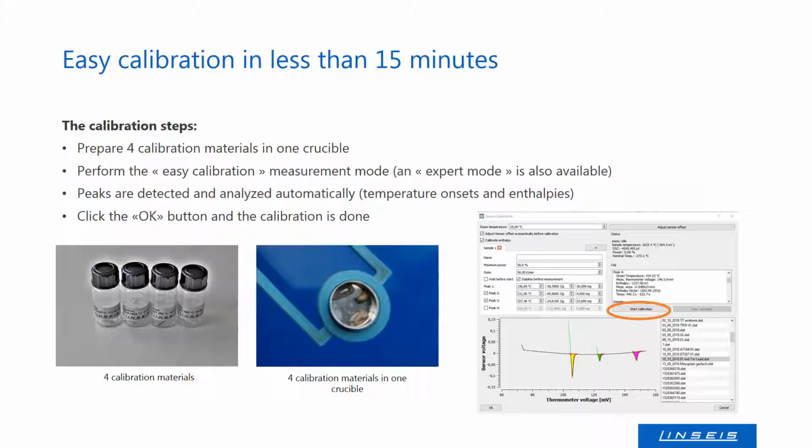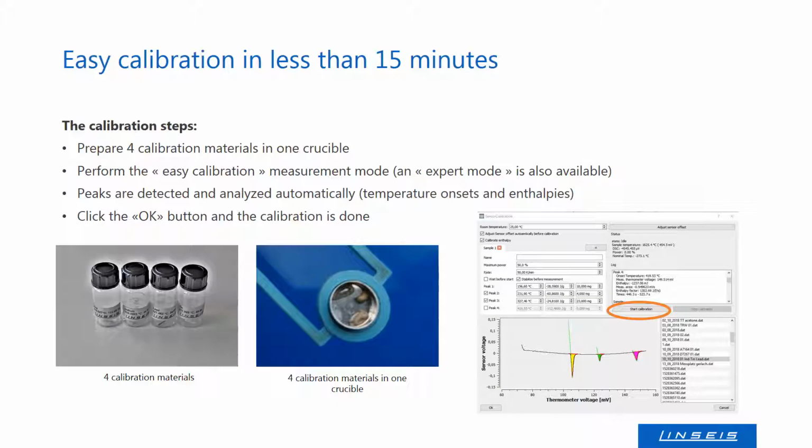Now let's have a closer look on some instrument features. Let's start with the calibration. As every DSC instrument has to be calibrated, there's also a calibration process for the Chip-DSC. But in contrast to other DSCs, the calibration process can be done within only 15 minutes.